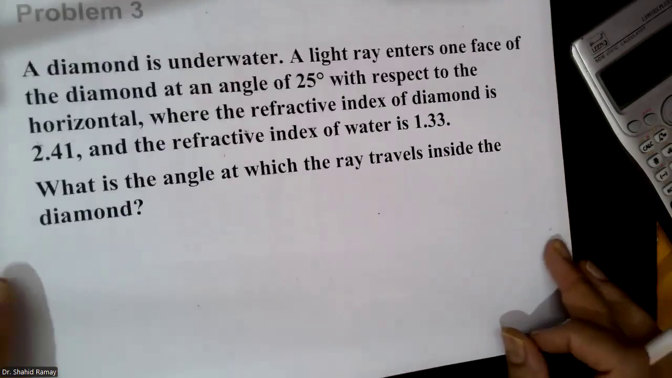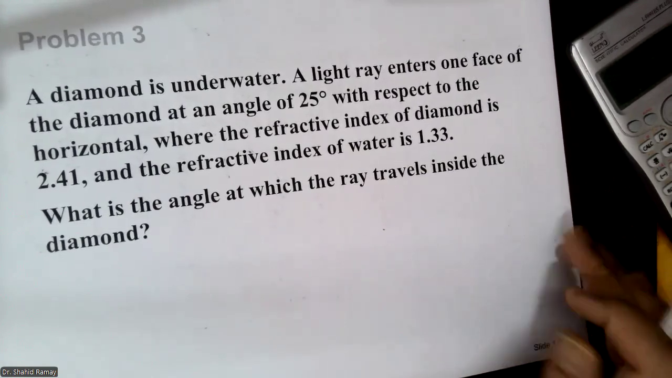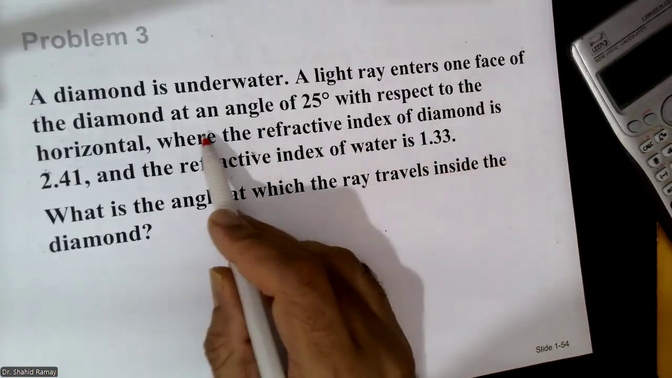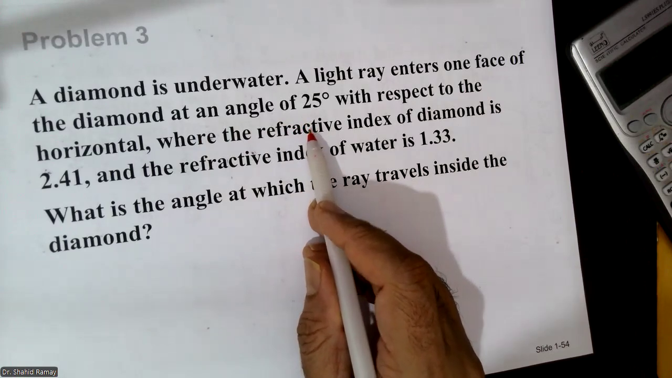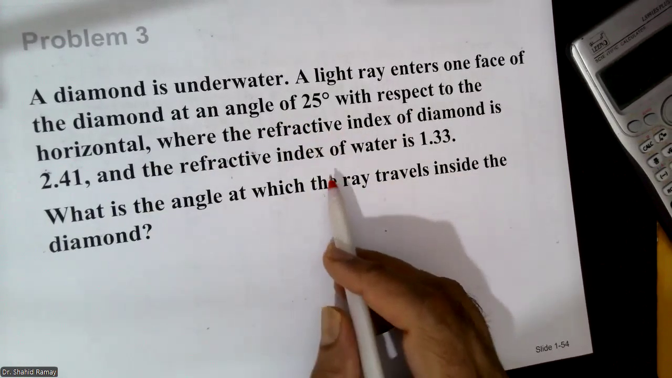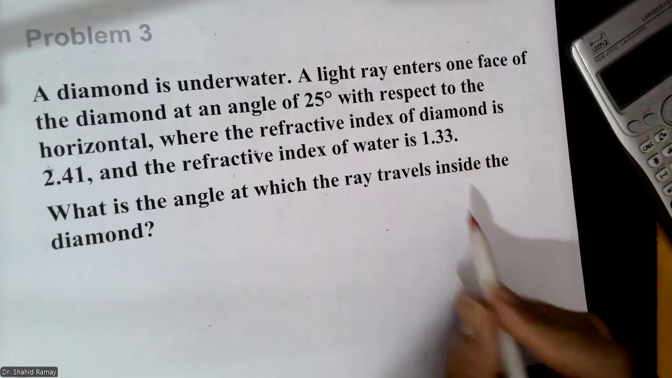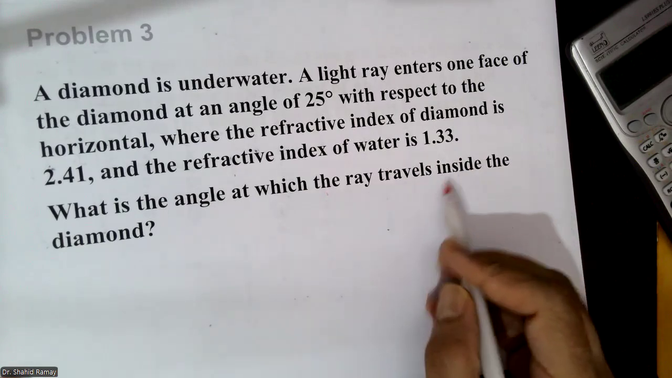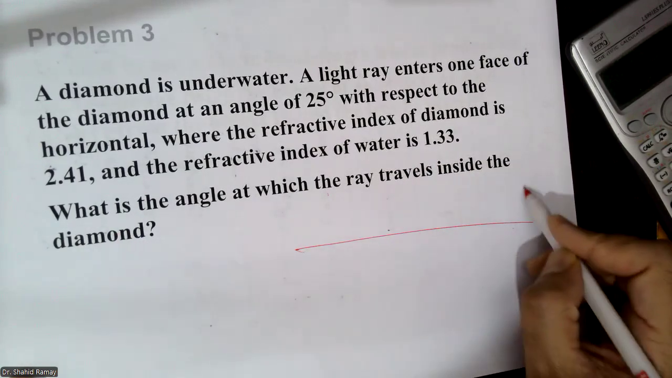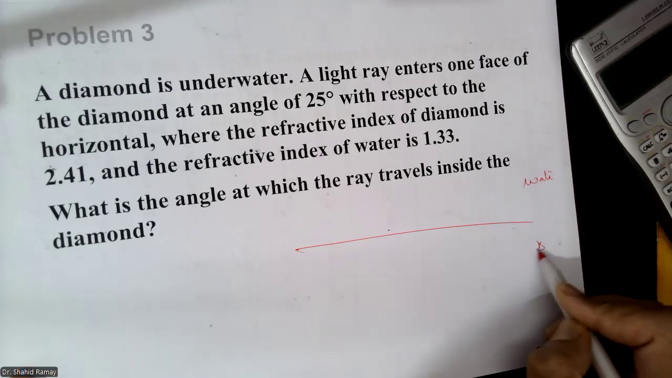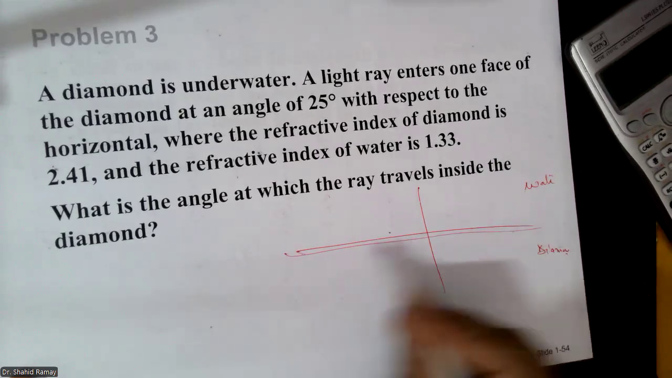Okay, after this, a diamond is underwater. A light ray enters on one face of the diamond at an angle of 25 degree with respect to the horizontal, where the refractive index of the diamond is 2.41 and the refractive index of water is 1.3. What is the angle at which the ray travels inside the diamond? Inside the diamond means this is water and this is diamond. Okay, and this is the interface.